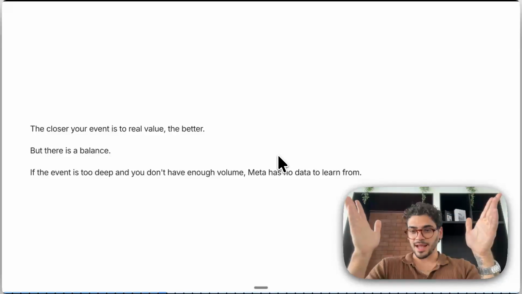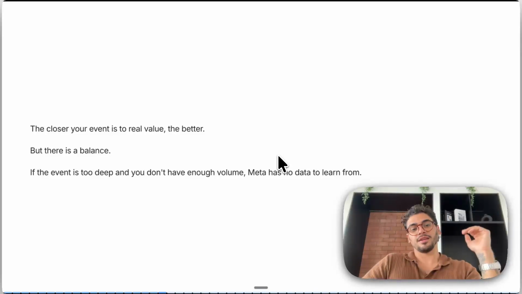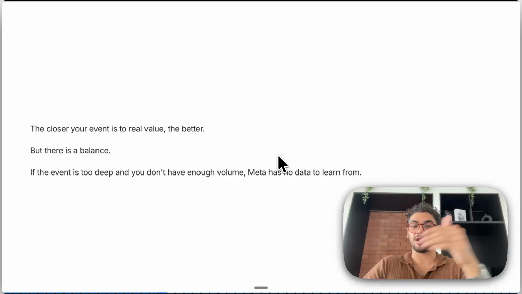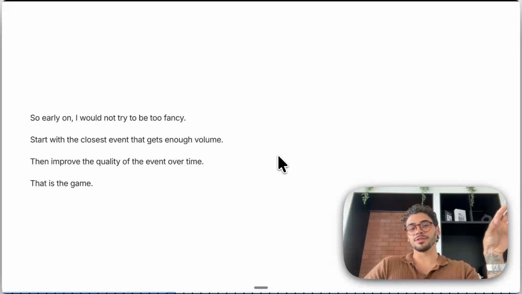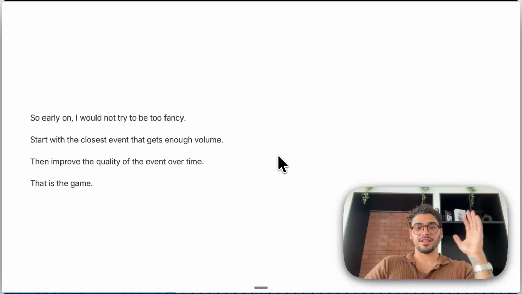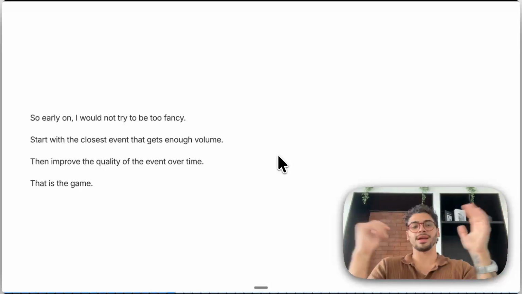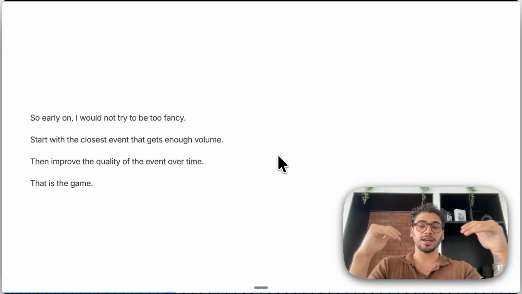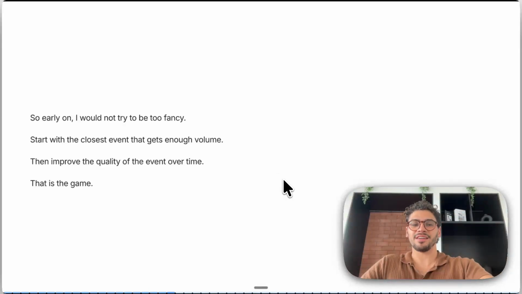But here, there is a balance, right? It really depends on how much the event costs for you and how much you have as a budget. If the event is too deep and you don't have enough volume, Meta has no data to learn from. So early on, I would not try to be fancy here. Start with the closest event that gets enough volume, right? And what's a good volume for Meta? It's usually about 30 conversions, right? At least 30 conversions per week or per month, okay? Then improve the quality of the event over time, and that is the game.